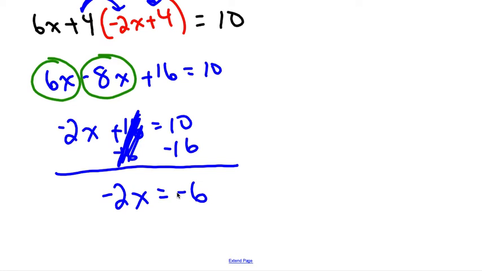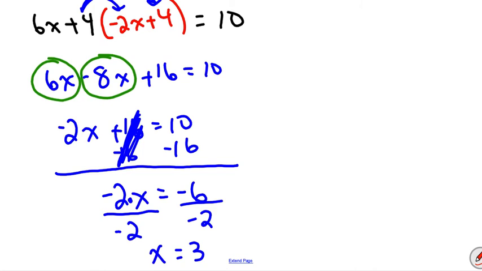Last step, I need to get rid of this negative 2. Now, some people are like, all right, I'm just going to add 2, and then x is negative 4. Wrong. This is being multiplied. We have to do the opposite of how it is being combined with the x, and that's being combined with the x by multiplying, not by subtracting. So divide both sides by negative 2. Negative 2 divided by negative 2 is 1, so I have 1x. And negative 6 divided by negative 2 is 3.